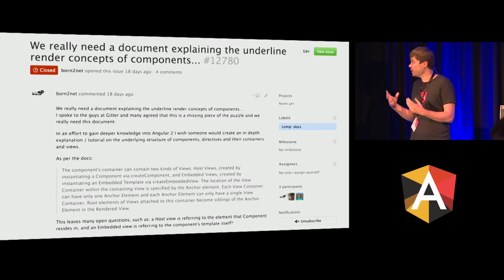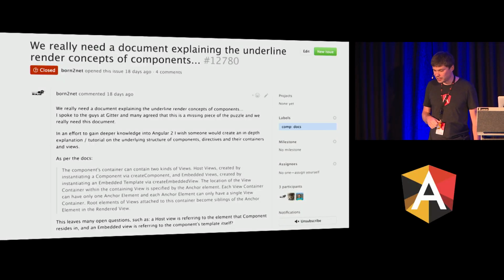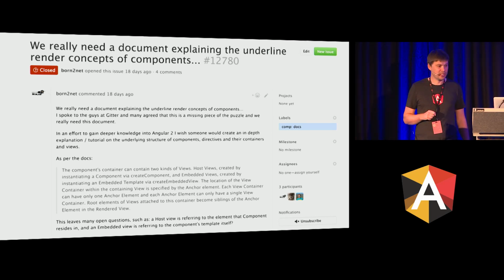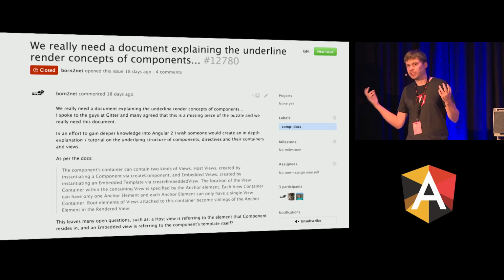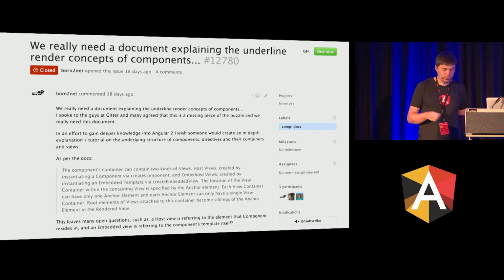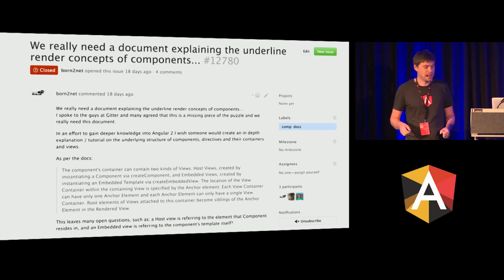The inspiration for the talk came from this GitHub issue that a gentleman called Born to Net opened a couple of weeks ago. He said, you've got all those wonderful concepts like ViewRef, TemplateRef, ElementRef, and all those APIs, but you don't have great documentation for it. And we couldn't agree more with the guy.